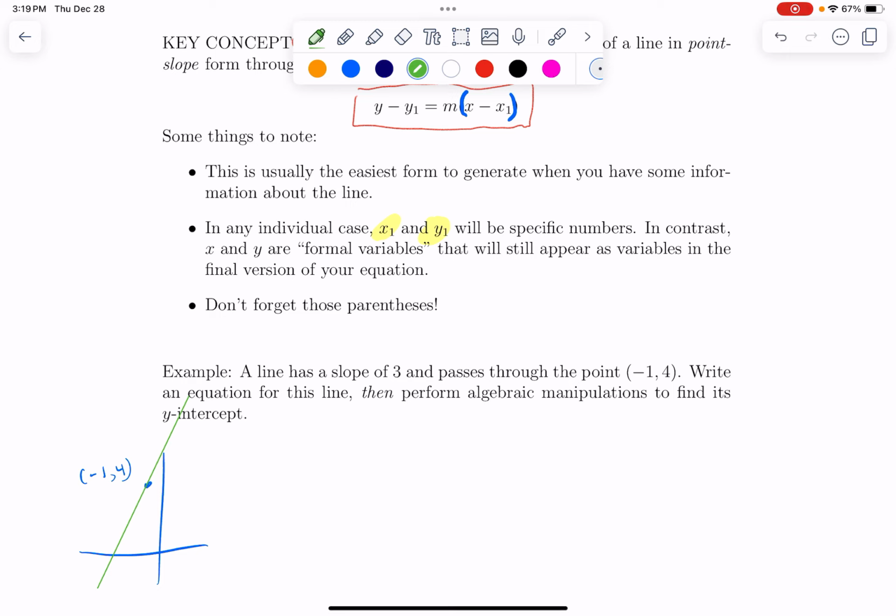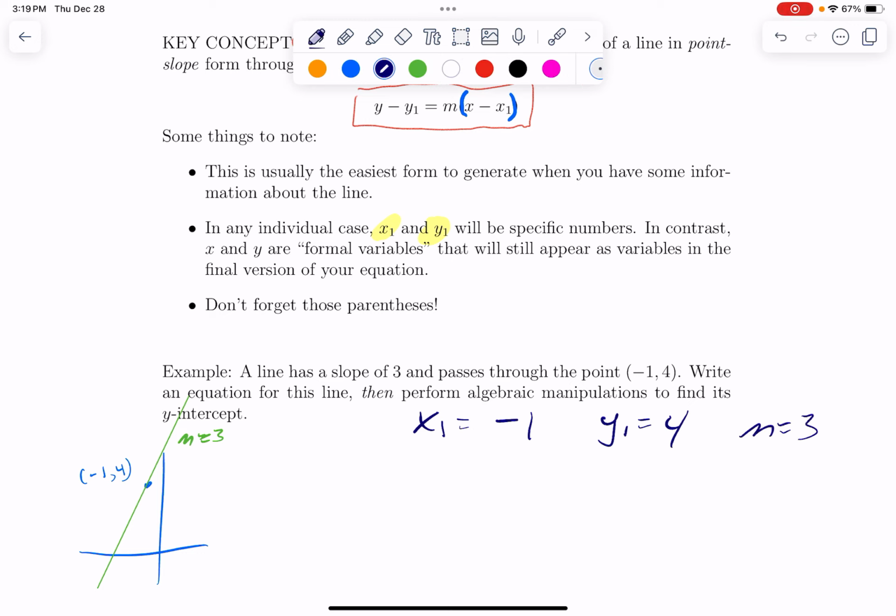Once I have this information, a point and a slope, I can get the equation pretty much instantly by using this form. My specific x coordinate is negative 1. My specific y coordinate of that known point is 4. Make sure these are from the same point. Even if you know multiple points, they have to be coordinates from the same point. And my slope is 3.